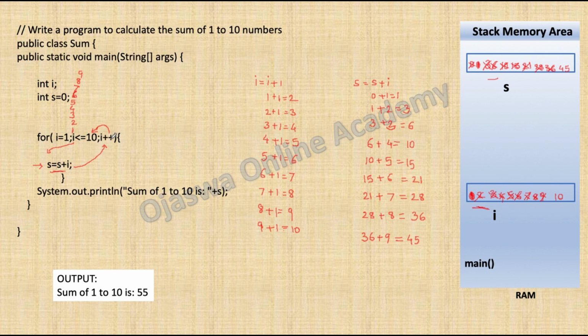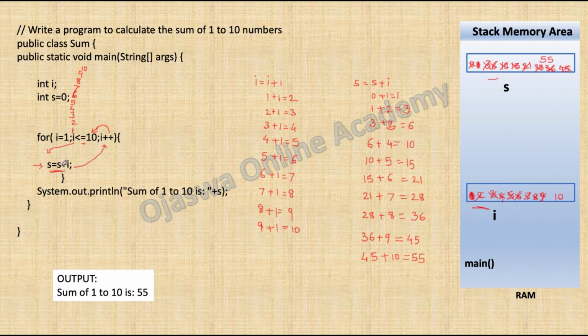After the increment statement is executed, condition is checked. Value of I is 10. 10 is equal to 10. Condition is true. Hence the control comes inside the loop and the statement s equal to s plus I is executed. So value of s is 45. Value of I is 10, which is equal to 55. Now inside the memory 45 is replaced with 55 and now the updated value of s is 55.